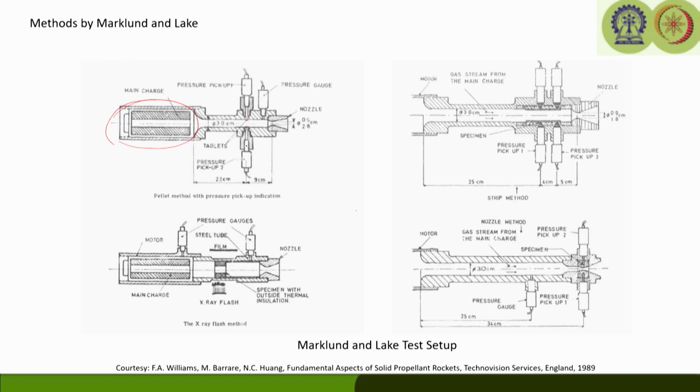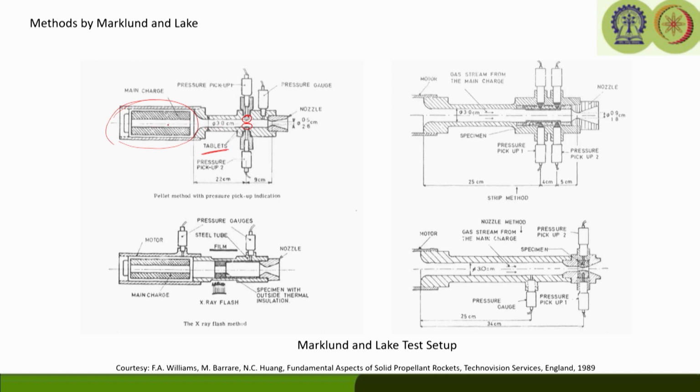There are two pressure sensors, and these are the pressure pickup points, where the pellets are present. The main chamber is loaded with the same propellant composition as the one constituting the sample. This is the pellet you can see here also. These are the tablets. Basically, the propellant sample is located in the gas stream, because the hot gas stream is coming from the main chamber.